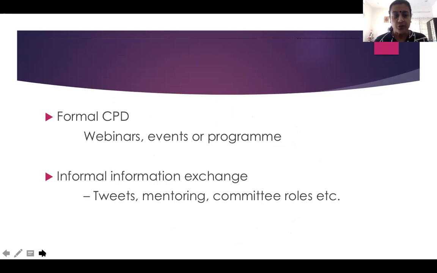So the activities could be formal or informal. Formal are like webinars, events, programs, like what you're doing right now. If you attend it on a larger scale, somewhere a talk is going on CPD and you attend that, that could be a formal event. You attend conferences, or it could be simple informal information exchanges on tweets, blogs they were talking of.